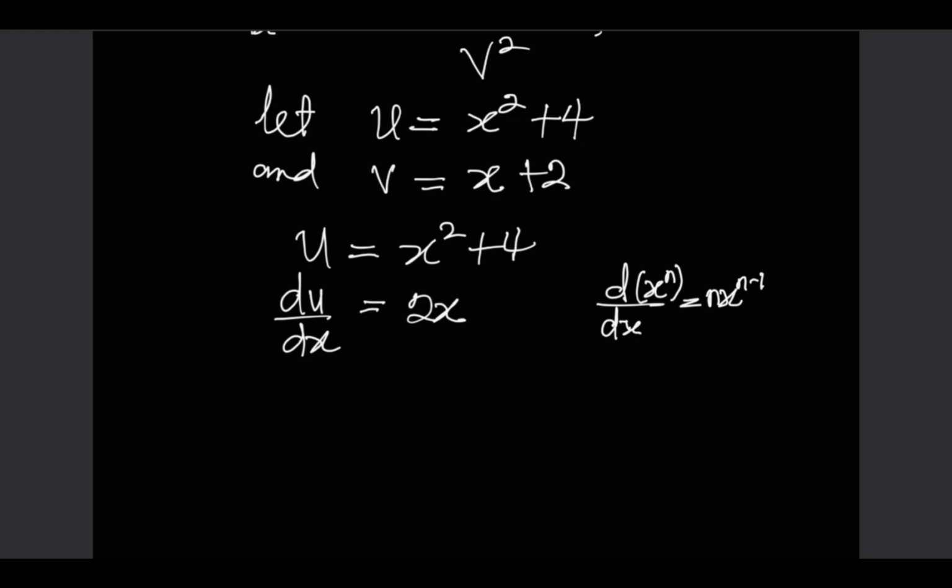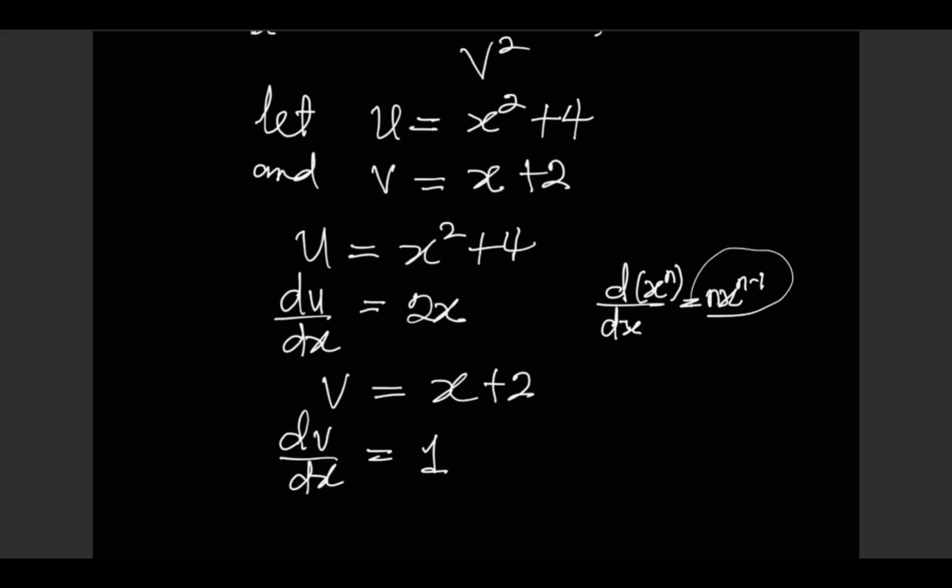Moving forward, let's take the derivative of the other one, which is v. We have v equals x plus 2. If we take the first derivative of v with respect to x, the result will simply be 1, because the derivative of x is 1. Using the same formula, because the power here is 1, if you plug 1 in that formula, you will definitely have the result 1. So 2 is a constant, so the derivative of a constant is equals 0.